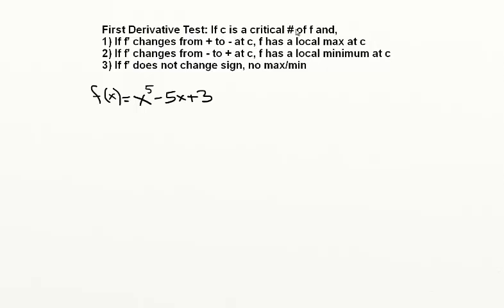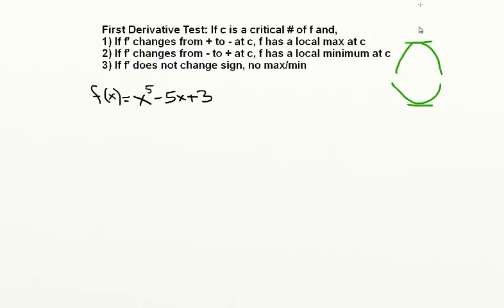We have, if c is a critical number of f, so that means it makes the derivative 0 or the derivative is undefined there. And if f prime, the derivative, changes from plus to minus at the critical number, so from positive, meaning the function's increasing, to negative, meaning decreasing, that would give us something that looks like this, which is a local max. And number 2, if f prime changes from minus to plus, so the derivative is negative, so the function's decreasing, then the function changes to increasing, then we have a minimum.